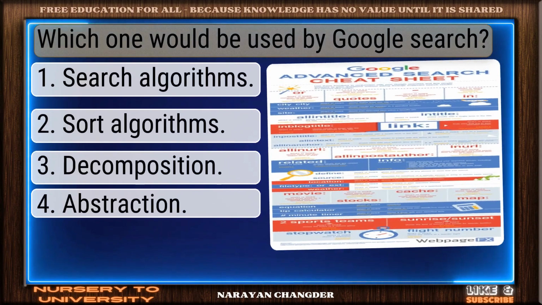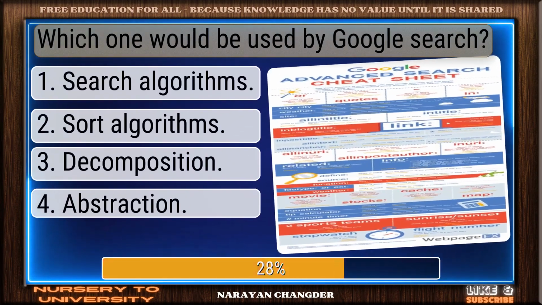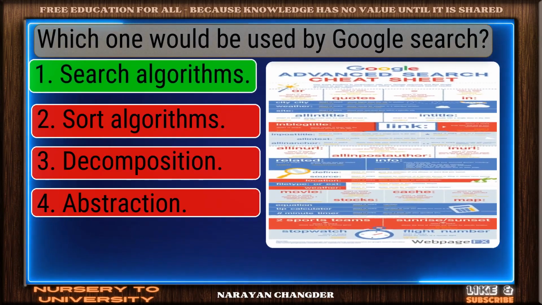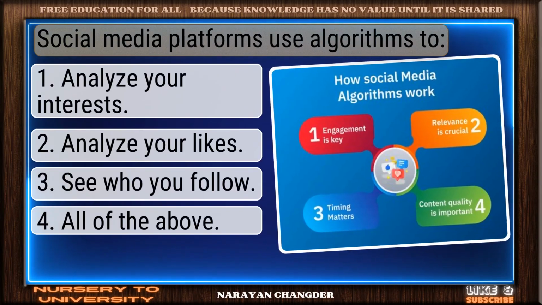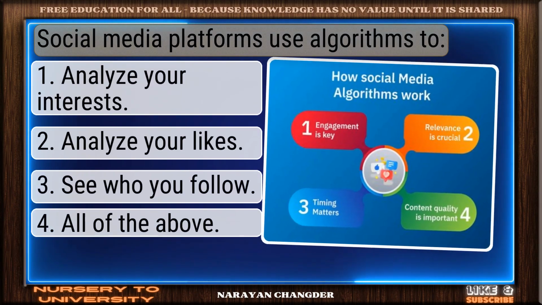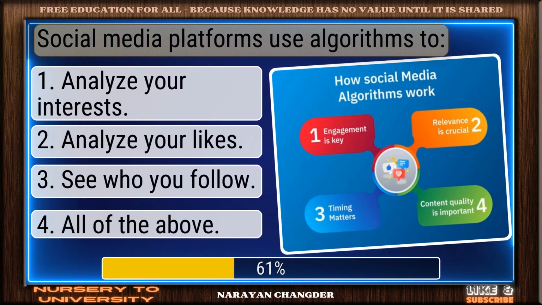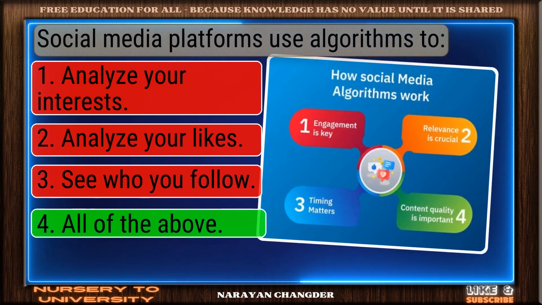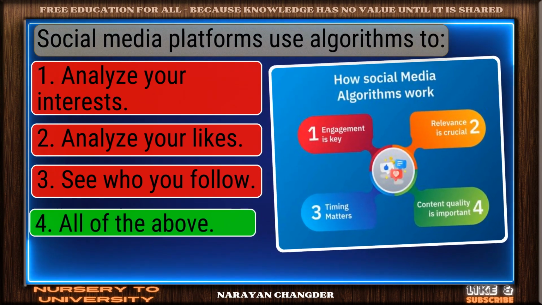Which one would be used by Google Search? Smart move. Search algorithms is an accurate answer. Social media platforms use algorithms to. Excellent choice. All of the above is the right answer.